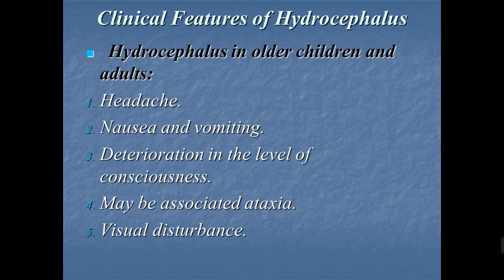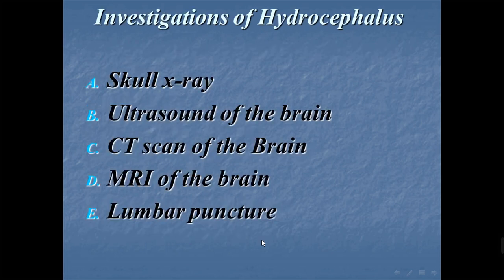While in cases of adult hydrocephalus, in all children and adults, these are only features of increased intracranial pressure: headache, and I will not repeat the details of this headache, morning headache, and etc. Nausea and vomiting, deterioration of level of consciousness, may be associated with ataxia or visual disturbances. All these are features of increased intracranial pressure.